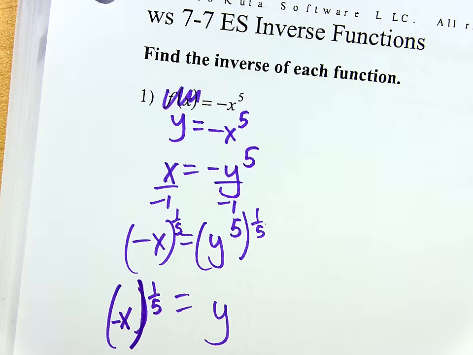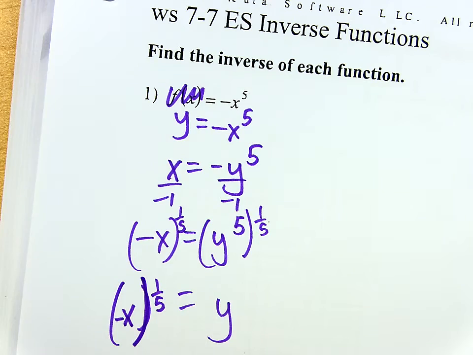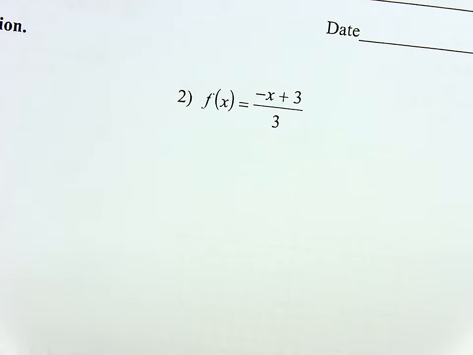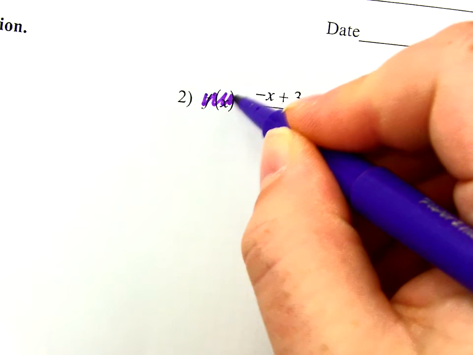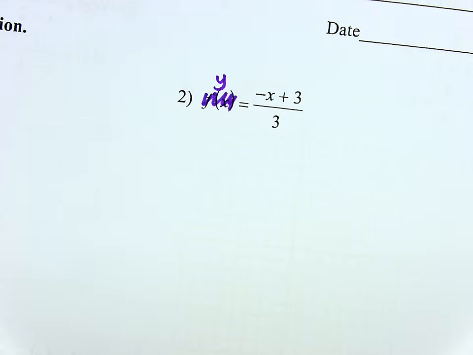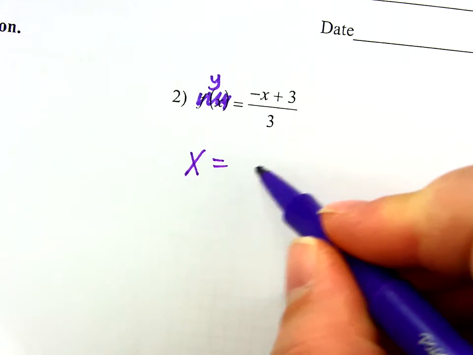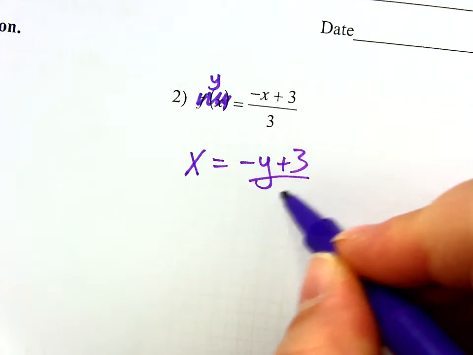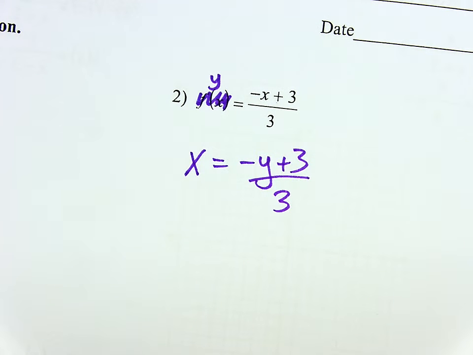Is that all right? Seems pretty easy, right? Yeah, you just swap the x and y and then solve for y. Huh, okay, that's pretty cool. Let's try number 2. So again, remember this is just a y. So when I swap x and y, doesn't it just look like this? Yeah, do you agree? Yeah? All right, now I just have to get y by itself, so what would you do?